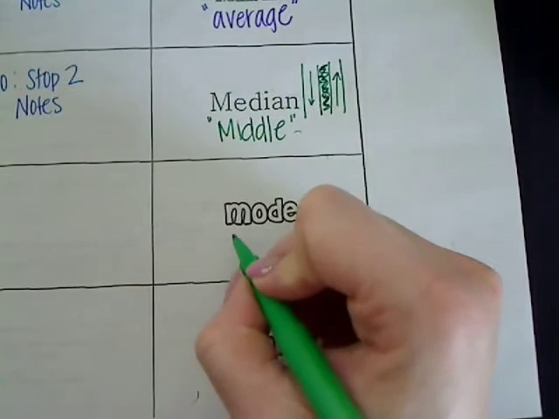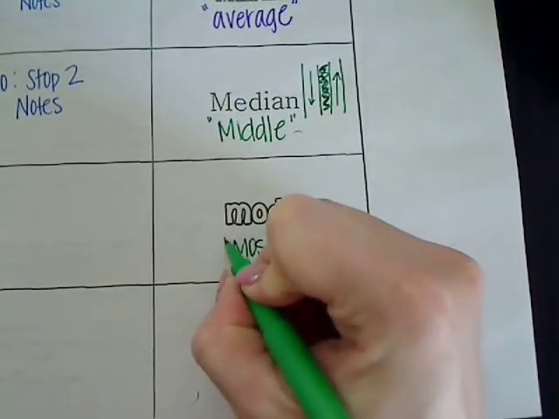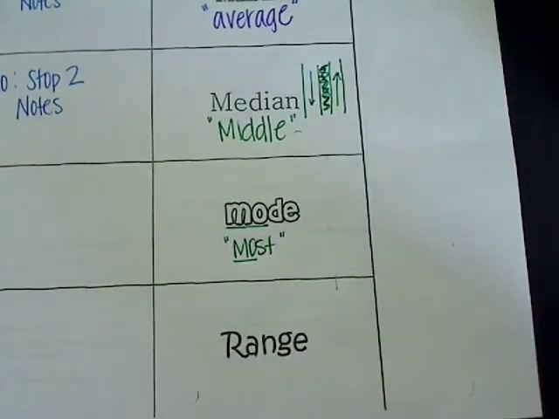The mode is going to be the number that occurs the most. Okay, we can remember that. Mode and most both start with MO.